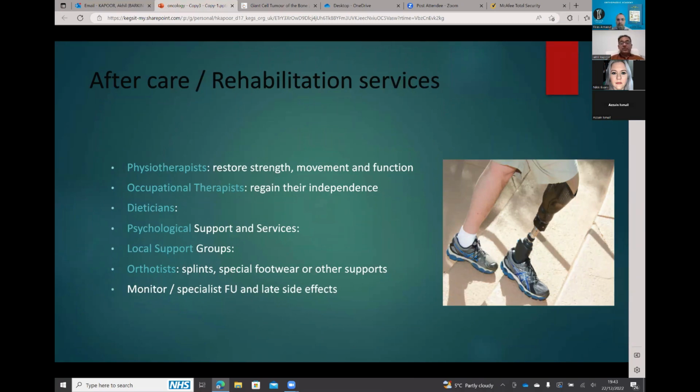There are local support groups available for cancer patients. Physiotherapists and orthotists can provide splints and special footwear, or artificial limbs can be provided where amputation has been considered.